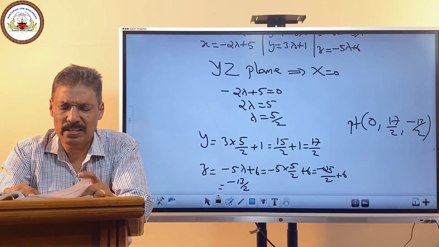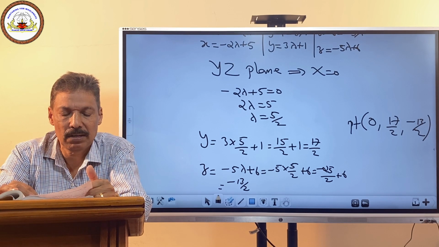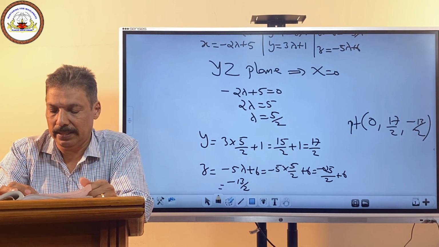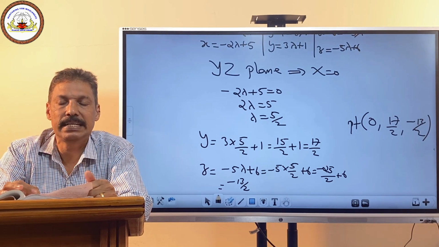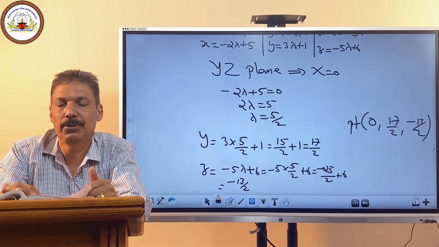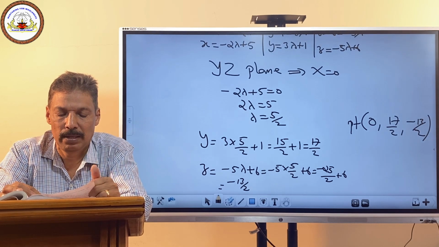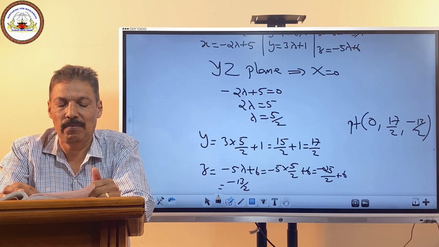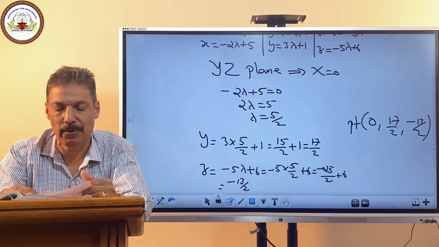Similarly, we can do another problem. Question number 11. Find the coordinate of the point where the line through 5, 1, 6 and 3, 4, 1 crosses the ZX plane. In such a case we substitute y coordinate equals 0. In the ZX plane, y coordinate equals 0. So taking y coordinate as 0, then solve for the points.